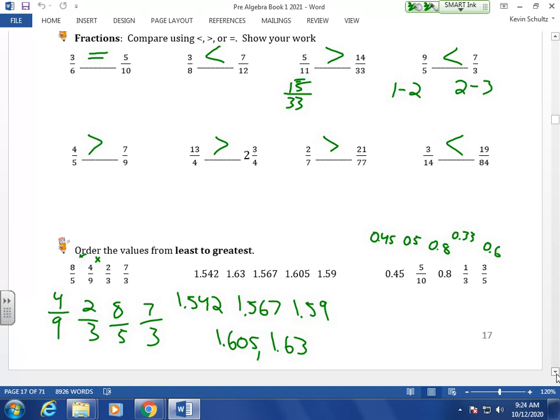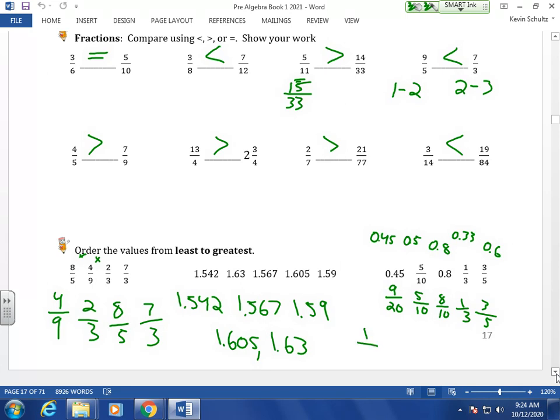If I went all fractions, 0.45 is 9/20. Then we have 5/10, which we could write as 10/20 as well. But 0.8 is 8/10 or 4/5. Then we have 1/3 and 3/5 there. And we could get common denominators pretty easily, 60 for those fractions there. So either way you did it, you should get the same result.